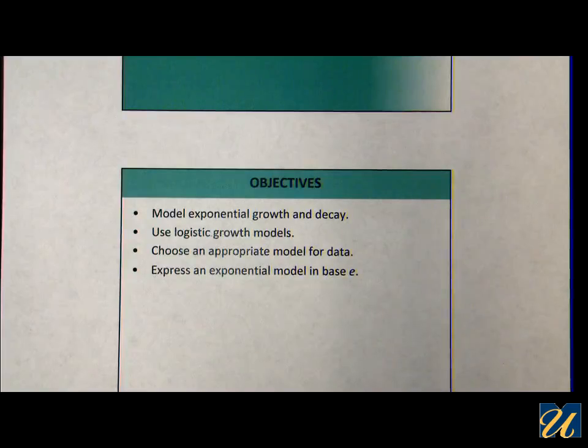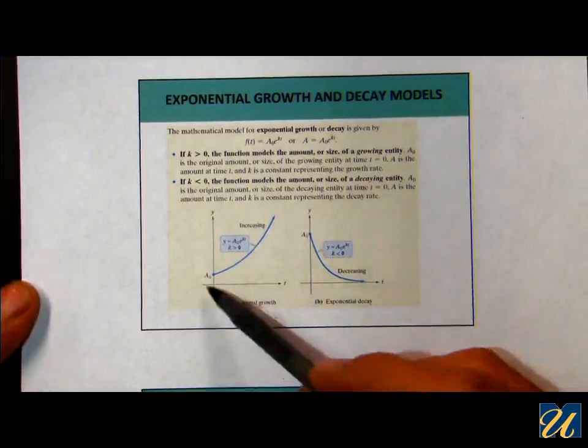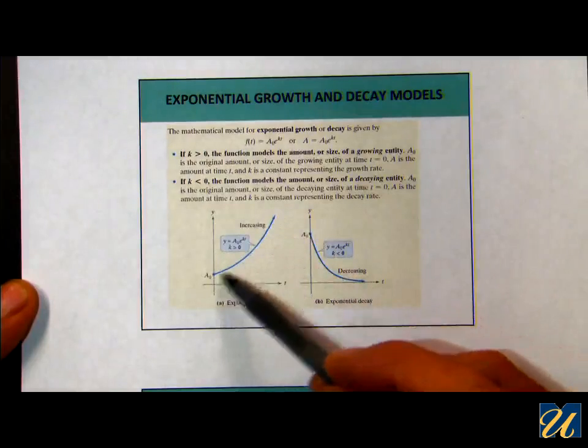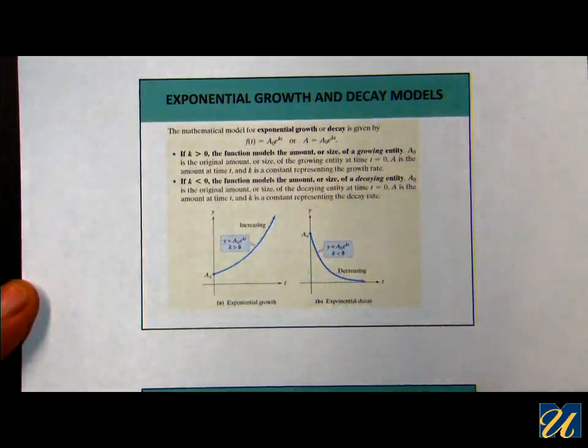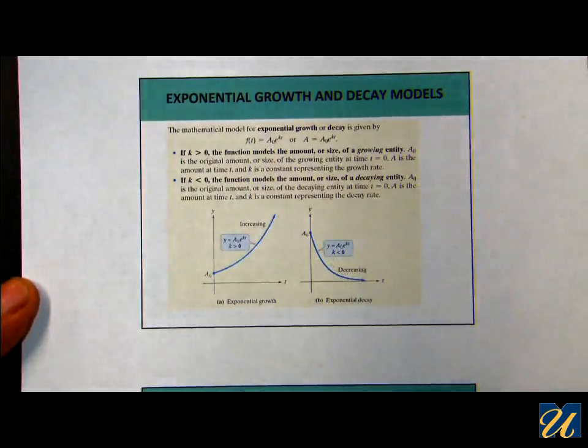Let's take a look at exponential growth and decay models. There are two basic types. Exponential growth, as illustrated here. This is a typical exponential growth model, and this represents a typical exponential decay model.